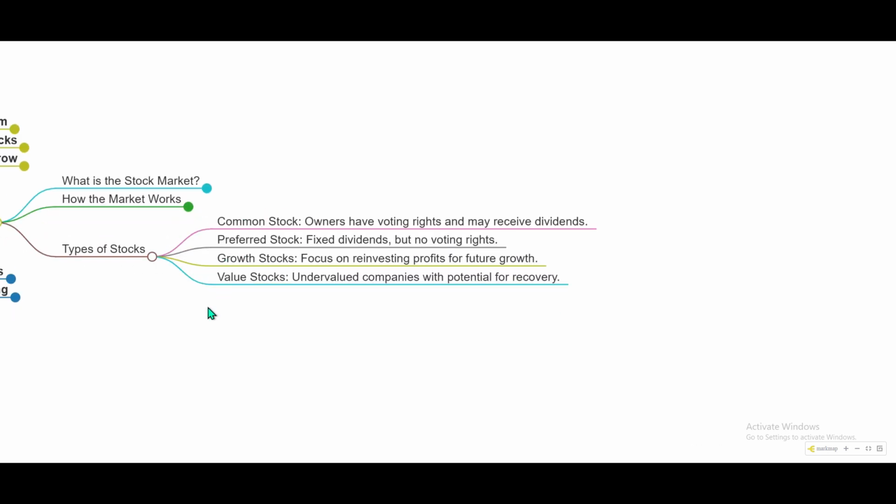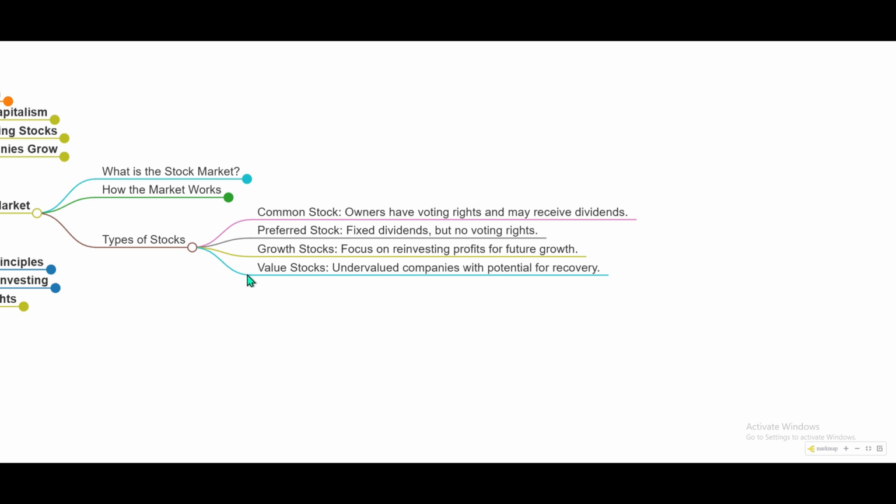See, according to the author, Peter Lynch, there are four types of stocks. One is common stock. Common stocks are those whose owners have voting rights and may receive dividends. They have voting rights, like they can vote in the big decisions of the company, and they may or may not receive dividends.